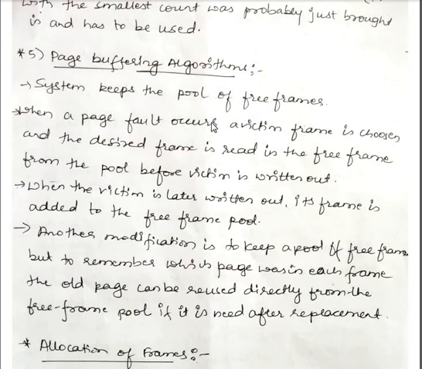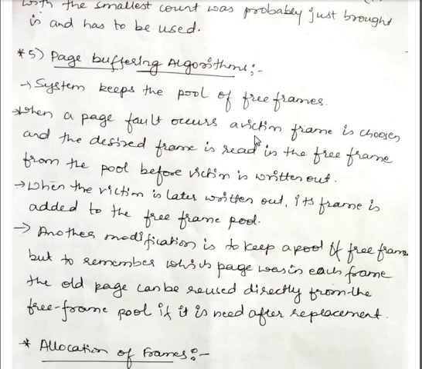So the system keeps a pool of frames all the time. Frames are given out and handed back to the pool when the page is going out of the process. So this is buffering. Buffering means we are buffering whatever is present into those free frames.